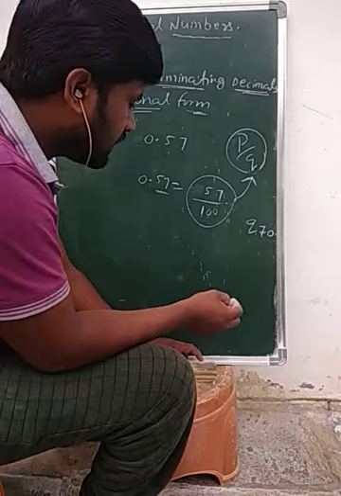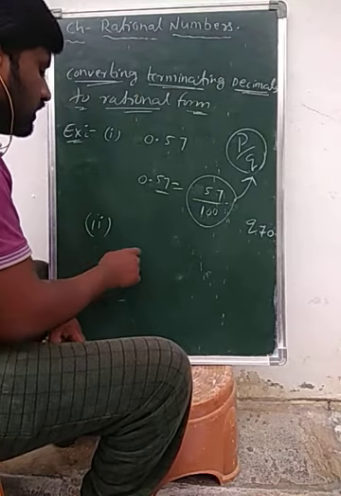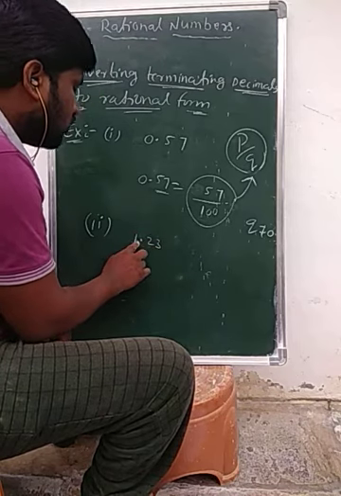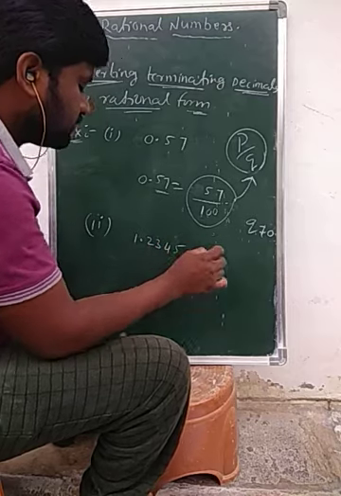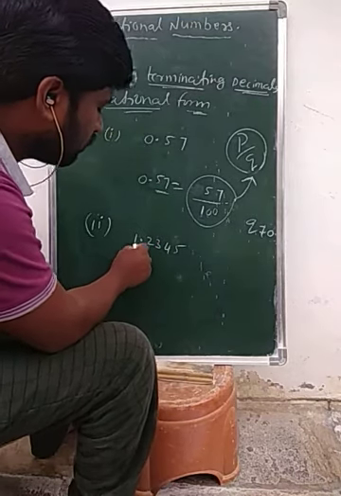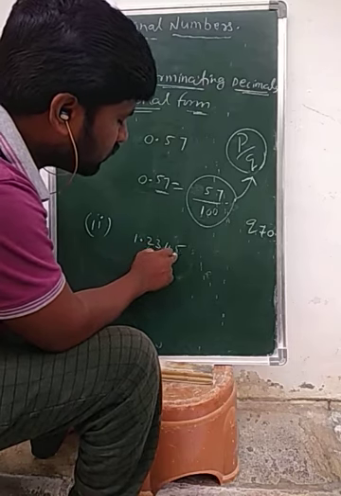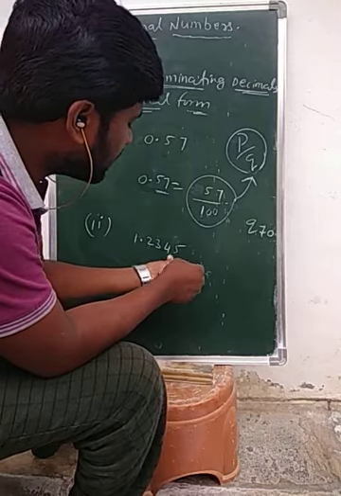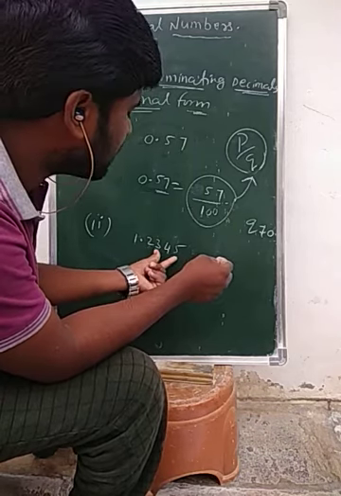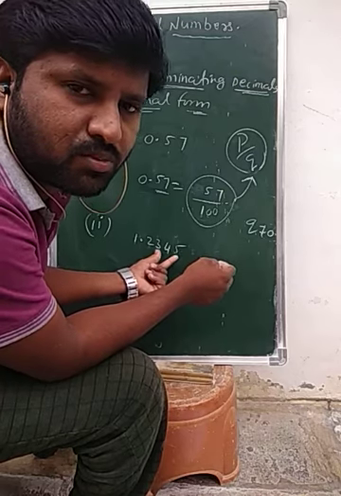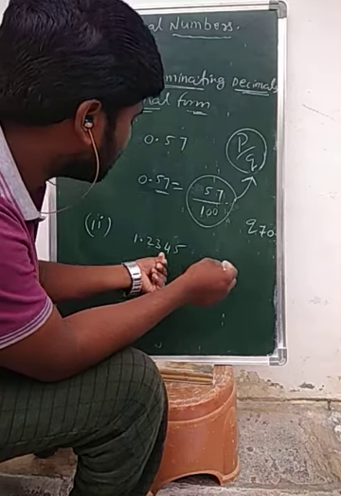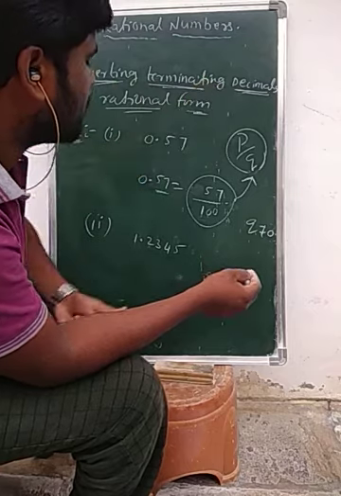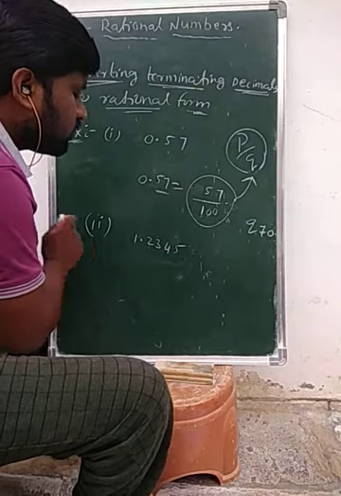Again, consider another example. 1.2345. It is a terminating decimal because there are a finite number of decimal places. After the point there are only 4 places. So that's why we call it a terminating decimal. Now see how to write this one in rational form.